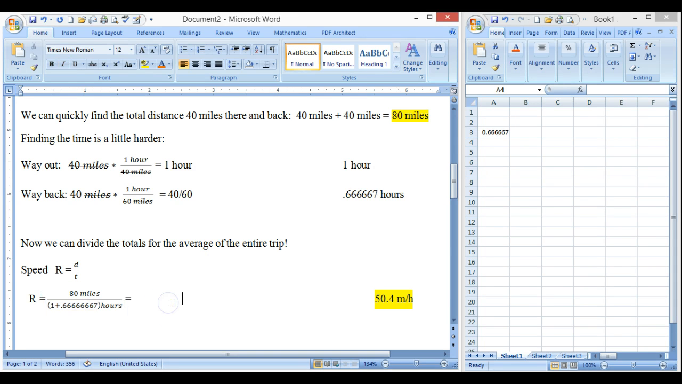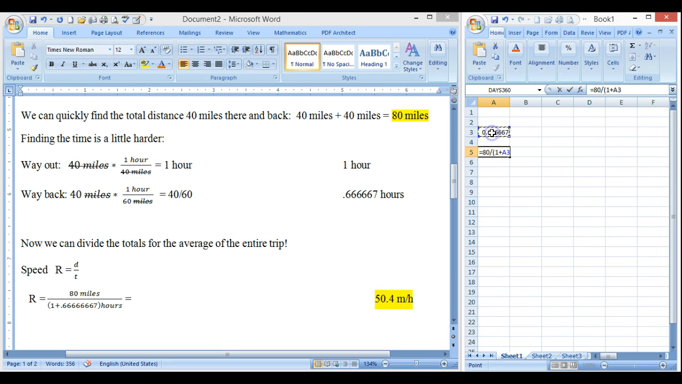So I have 80 divided by 1.66667. So I'm going to come over here and use Excel again. And I want it to calculate like a calculator, so I'm going to put equals. And then I'm going to type in 80 divided by, now I could just put in 1.66667. Or if I want it to be extremely accurate, I can do a cell reference. So I want to add parentheses 1 plus, because that's all going to be on the bottom. And I could put in 0.6667.